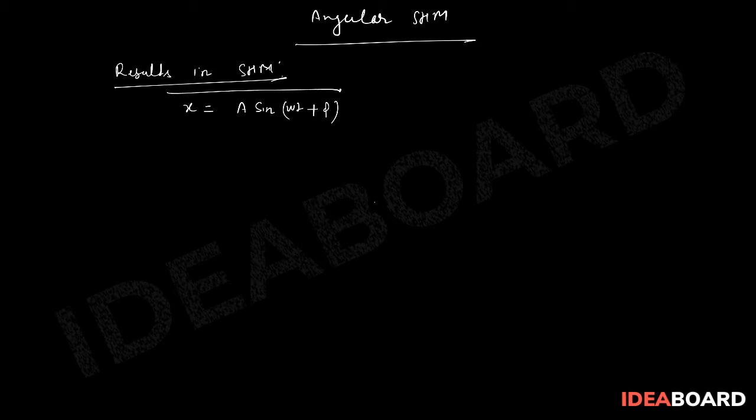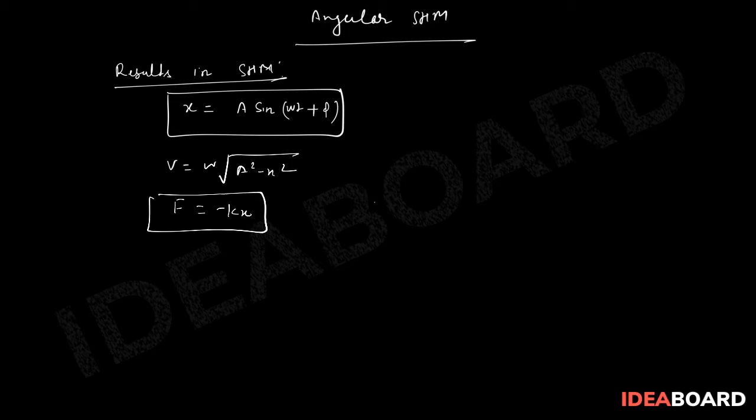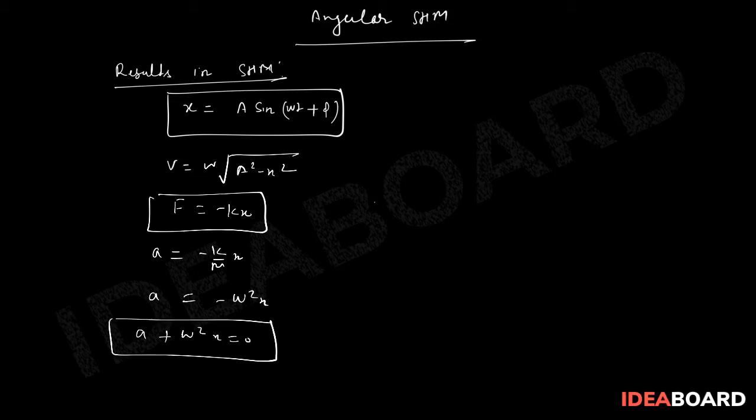So this was the equation of SHM. So we found that velocity will be omega under root a square minus x square, while in normal SHM we had F is equal to minus kx. Okay, and we found that a will be equal to minus k by m x, or this a was minus omega square x, or a plus omega square x will be 0. These were the results of normal SHM.